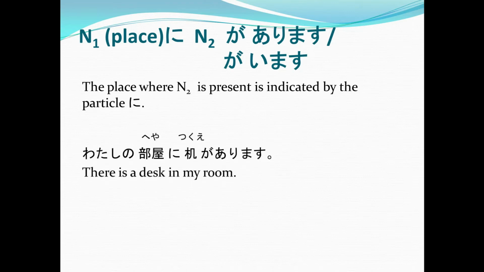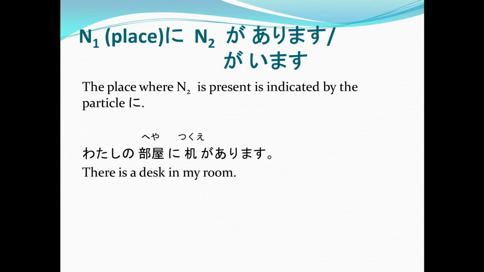Watashi no heya ni tsukue ga arimasu, or there is a desk in my room. In this sentence, watashi no heya is noun 1 because that is the place, followed by particle ni. Then tsukue is noun 2, ga arimasu, meaning the desk exists in your room.